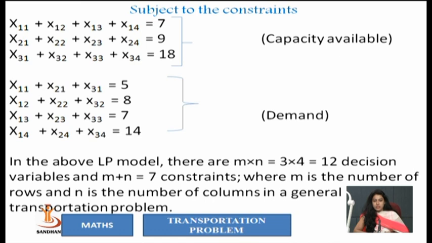Similarly, in the second set of equations, X11 plus X21 plus X31 equals 5, and 5, 8, 7 and 14 are the different demands required at different destinations. So, in the above LP model, there are M cross N, which means 3 into 4 equal to 12 decision variables, and M plus N, which is 7 constraints, where M denotes the number of rows and N is the number of columns.